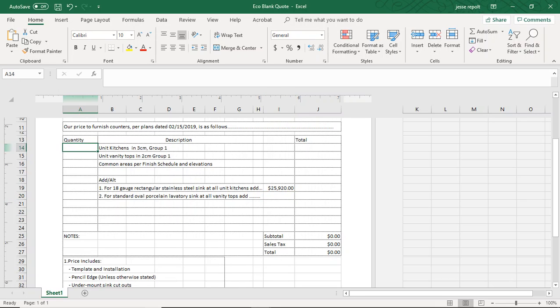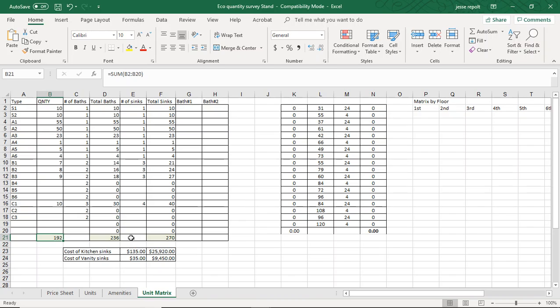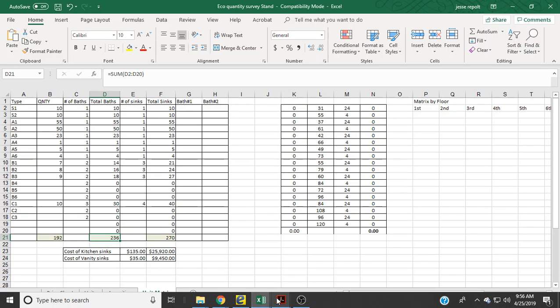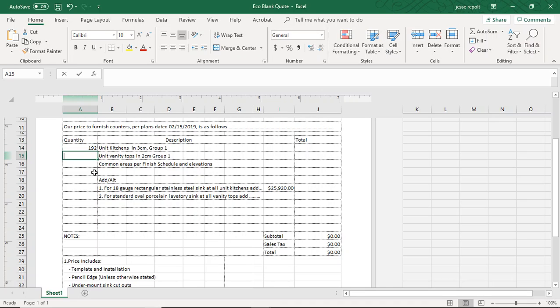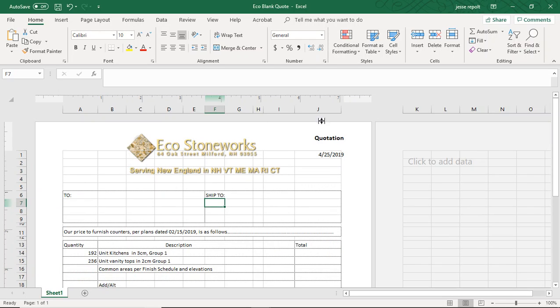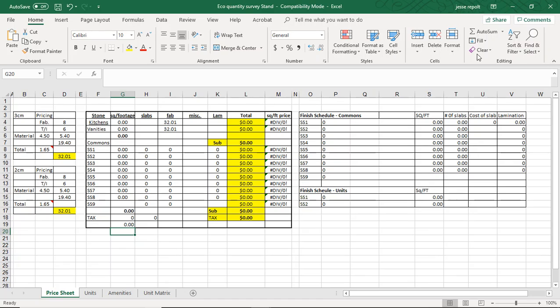And then unit kitchens. So you just look at your totals here. So we have 192 kitchens, 236 vanity tops. So you put that right here, and don't worry about the common areas. Okay, and then of course just fill out contractor job info. And that's all you really have to do to that. The only other thing on the quantity survey is you go to price sheet. Oh, I'll have to see what I sent you.